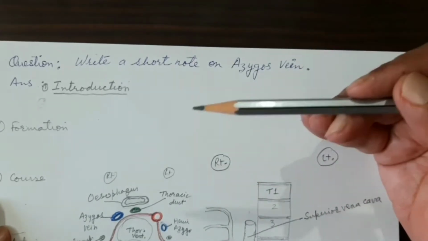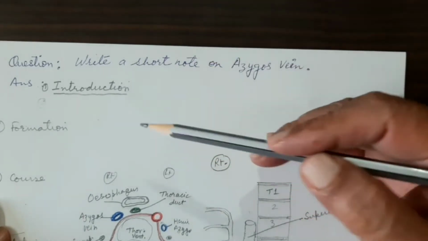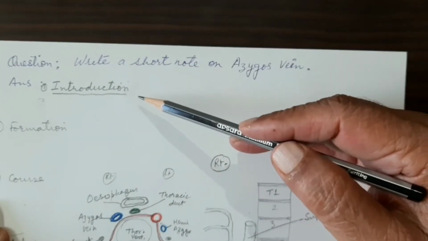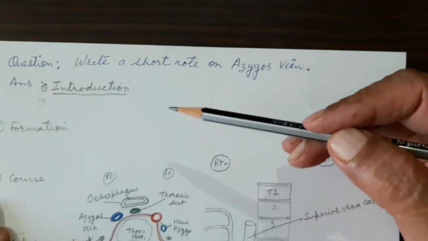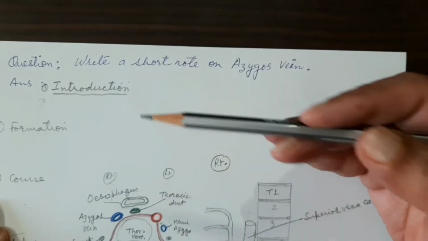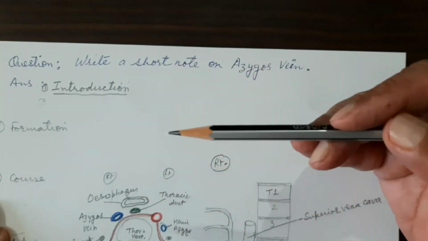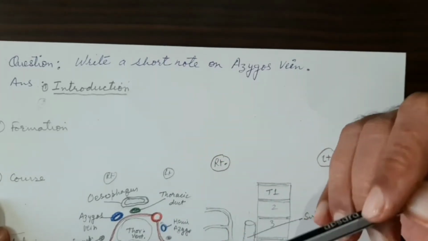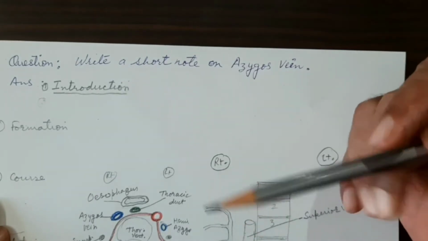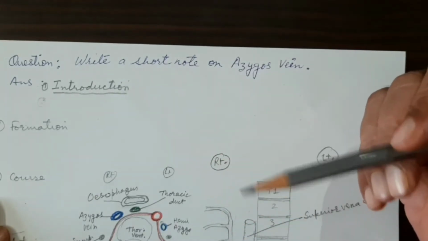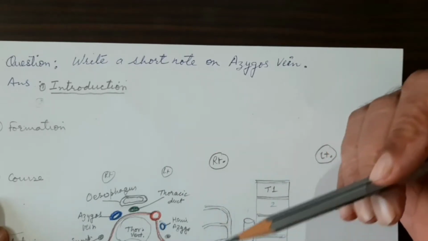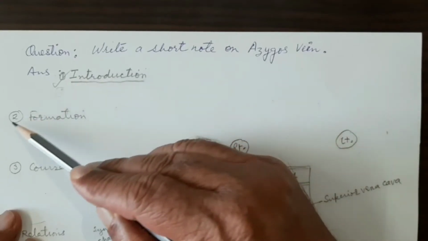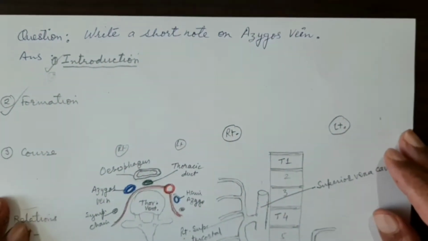It drains the blood from the upper posterior part of the abdomen and the posterior wall of the thorax, and then it drains the blood into the superior vena cava. Now, this vein also joins the superior vena cava to the inferior vena cava, and thus we will see that it may be helpful in the collateral circulation. Let us come after the introduction to its formation.